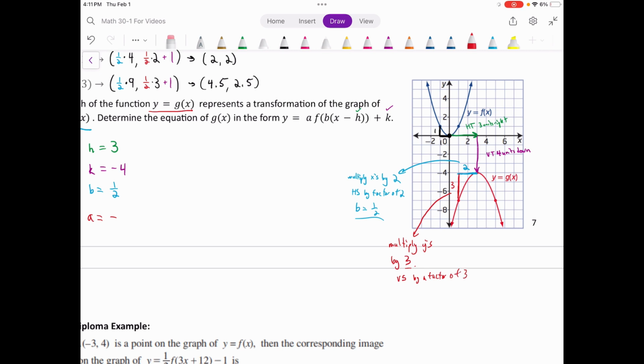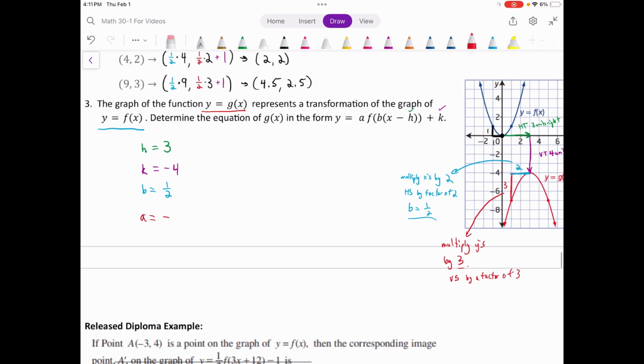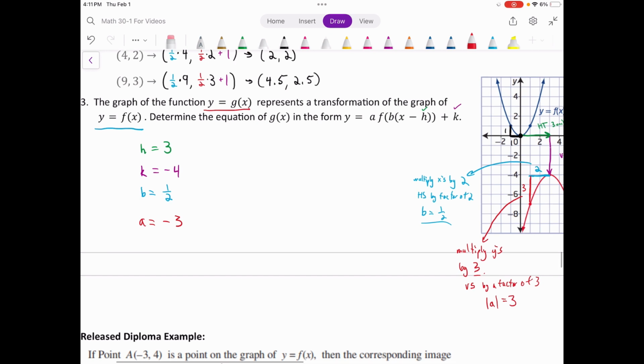And therefore, what is our A? Our A is -3, right? This tells us that the absolute value of A is 3, but A is actually -3 because there was a vertical reflection across the x-axis that also happened. So now we've got all the parts, right? We've got A, we've got B, we've got H, we've got K. So we can write the equation for this transformed function.